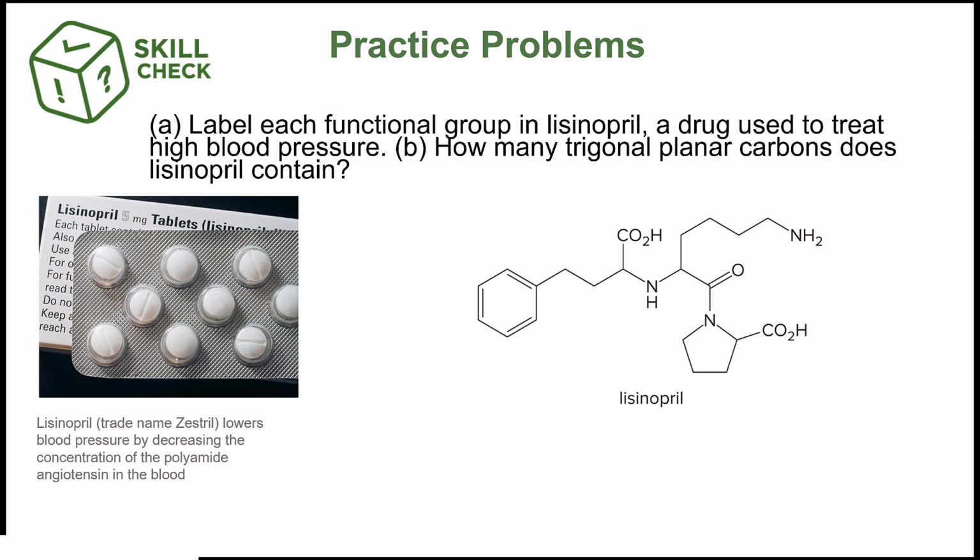Here we're supposed to label each functional group in lisinopril, which is a drug used to treat high blood pressure. This drug actually lowers the blood pressure by lowering the concentration of the polyamide angiotensin in blood. For part A, we're looking at functional groups. CO2H is a carboxylic acid.